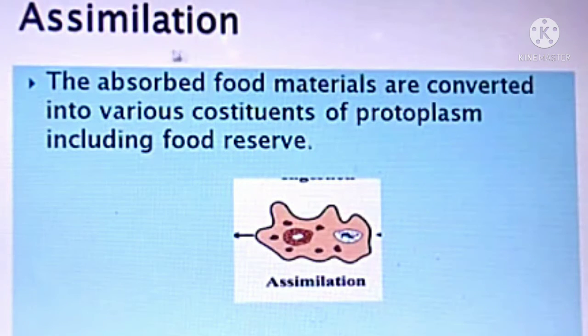And the next step is assimilation. What do you mean by assimilation? The absorbed food material is converted into various constituents of protoplasm including food reserve. So assimilation means the conversion of absorbed food into protoplasmic constituents. That means it is converted to different food reserves. They are using that absorbed food material, and that we call assimilation.